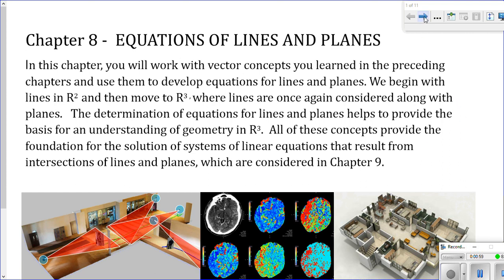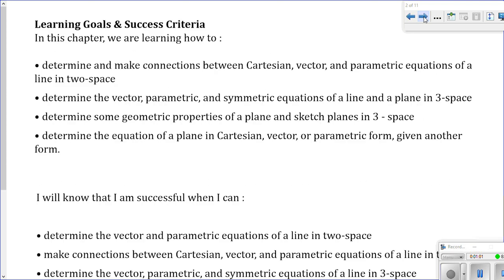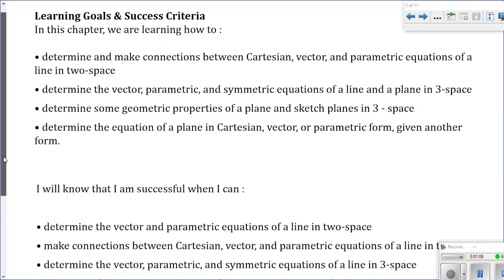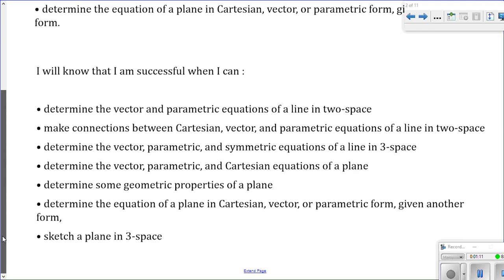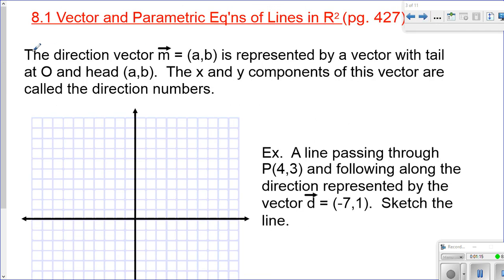But I think students mostly should be okay with this. Okay, learning goals and success criteria. I won't read these. I'll just leave them here for a minute. Okay, and we'll move on to vector and parametric equations of lines in two space. And this is on page 427.